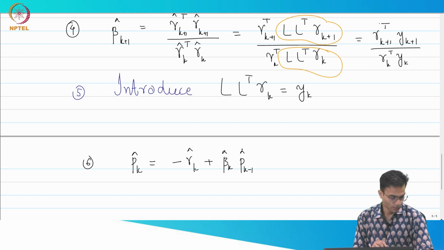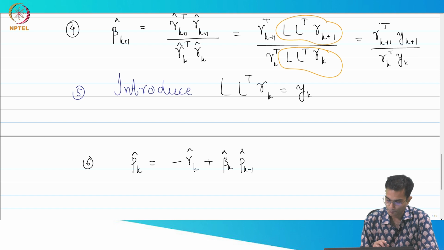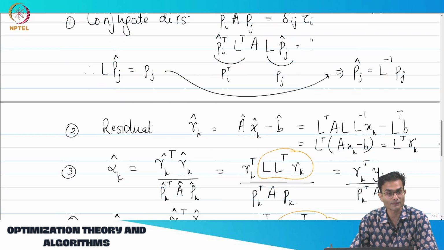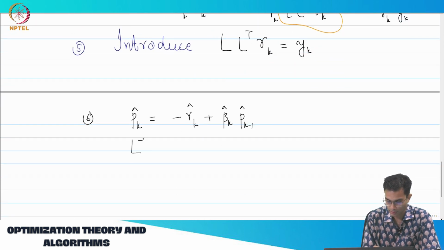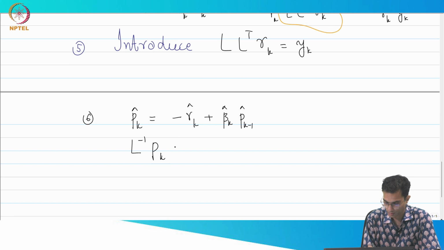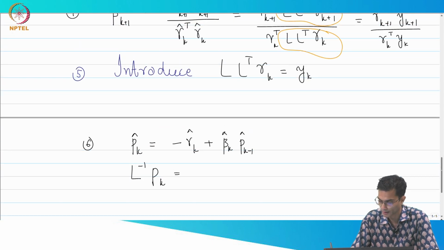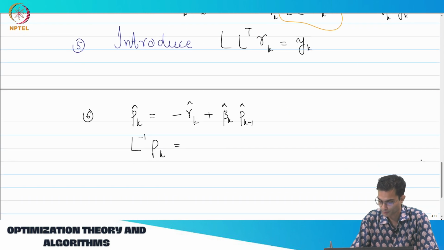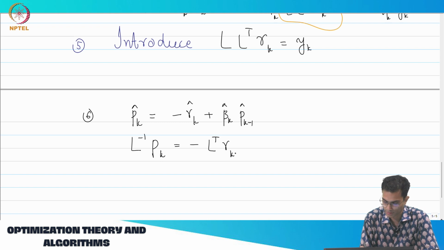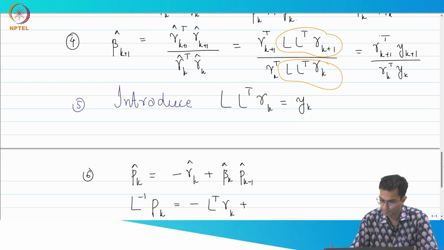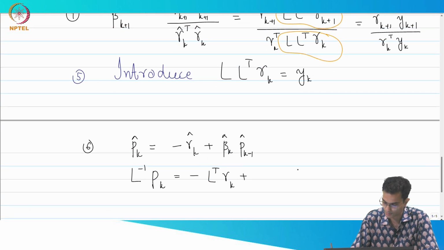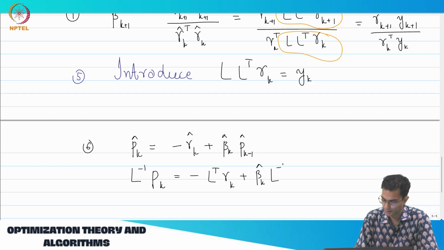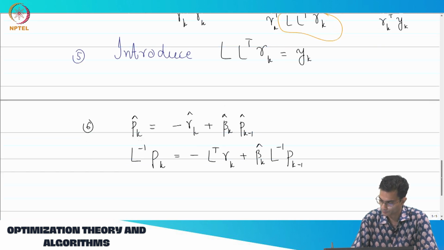Now pk hat was what in terms of the old p's? L inverse. So this is going to be L inverse pk is equal to, now rk hat was what? L transpose rk. So this was minus L transpose rk, plus beta k hat, let's leave that as beta k hat because I have an expression for it, and pk minus 1 hat was again L inverse of pk minus 1.